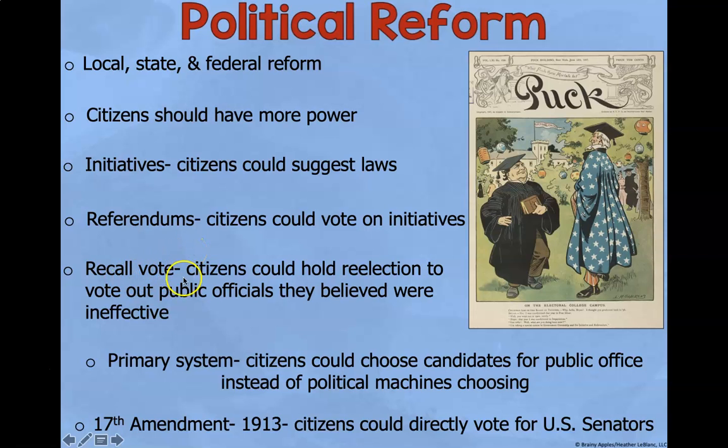They also talked about a recall vote where citizens could hold re-election to vote out public officials they believed were ineffective. And we also include a primary system where citizens can choose candidates for public office instead of political machines choosing, which is what we also have today. We call them the primaries, and that's where we have several people who are trying to run for one specific party, and then people will vote on that person, and that goes into account of who's going to actually receive the nomination for that political party.